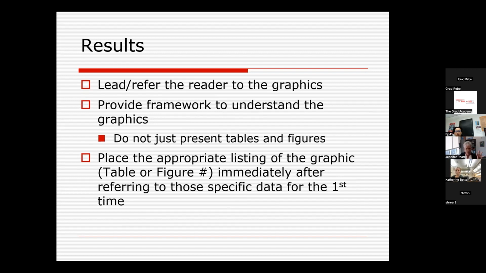So maybe talk about the important findings from your descriptive characteristics, and then you put your table about your descriptive characteristics underneath that paragraph. And then you talk about your simple regression, and then you put the table referring to that underneath that paragraph. So you put your figures right after you talk about them in the text.